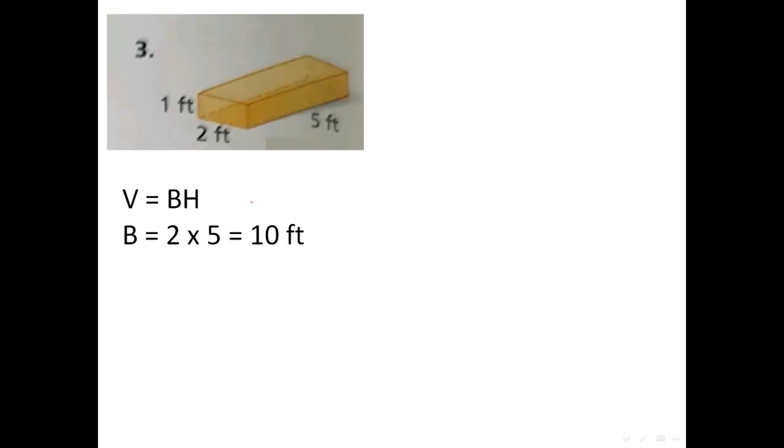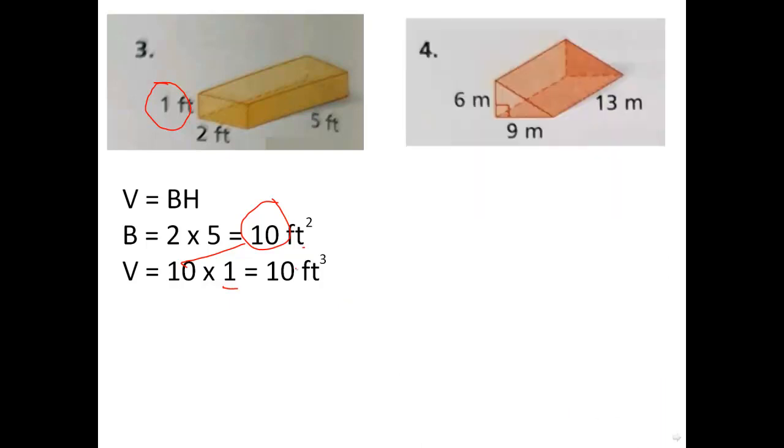Then I will take the area of the base and multiply it with the height of the prism. Height of the prism here is 1. So I will take 10 multiplies 1. So it will be 10 feet cubed. What is the unit of the area? Unit of the area is squared and unit of the volume is cubed. Question 4. I want to find the volume for this prism.